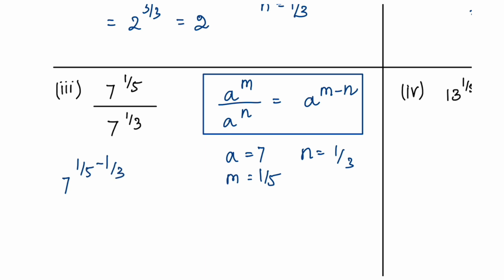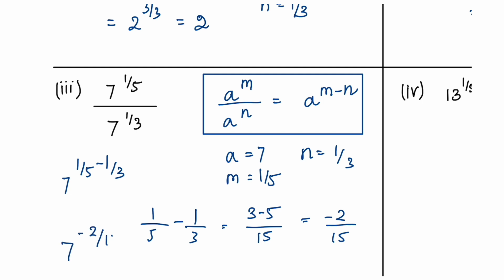Now when applying this formula, it would become 7 power 1 by 5 minus 1 by 3. So what is 1 by 5 minus 1 by 3? You are going to take the LCM first, so that would be 15. So it's 3 minus 5 by 15, that is minus 2 by 15. So 7 power minus 2 by 15 is the simplified version and the answer to this question.